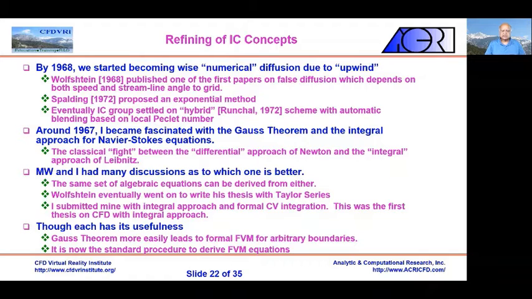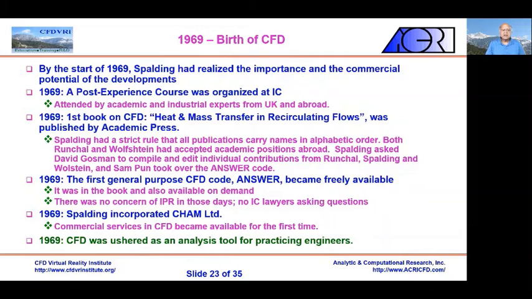So this was the first thesis in CFD that I'm aware of which used the integral approach or finite Gauss theorem approach. Though each has its usefulness, the finite Gauss theorem more easily leads to a formal finite volume method for arbitrary boundaries and is more or less the standard procedure for deriving finite volume equations, much simpler and much more general. So by the start of 1969, Spalding had realized the potential of CFD. He arranged a post-experience course at Imperial College, which was attended by a large number of academic and industrial experts from UK and abroad.